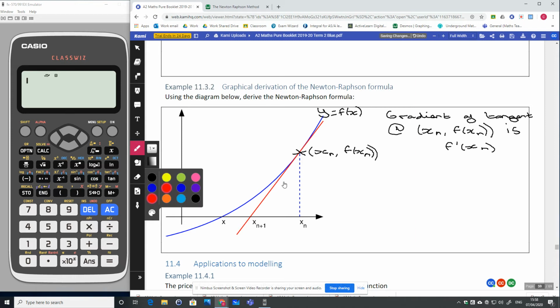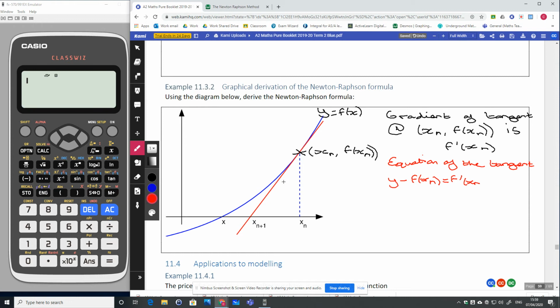If I then wanted to write down the equation of the tangent, I know the gradient, I know a point on the line, so just using exactly the same process as what we've used all the way through A level. So we've got y minus y1 is equal to m(x minus x1). So I am using that as the gradient and that as the coordinate. Okay.